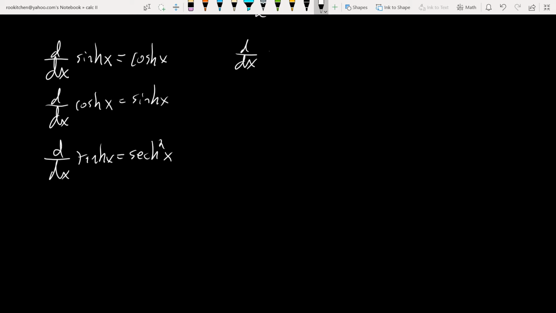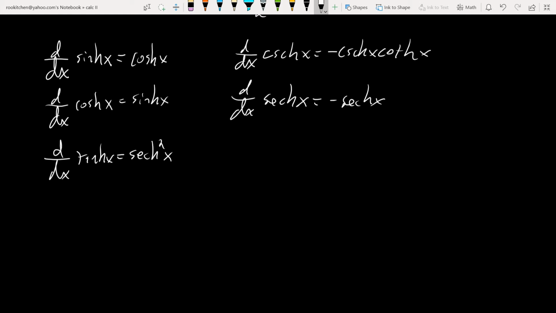Okay, so the derivative with respect to x of hyperbolic cosecant, or csch, is negative hyperbolic cosecant times hyperbolic cotangent of x. The derivative of hyperbolic secant, or sech, is negative hyperbolic secant times hyperbolic tangent. And then finally, the derivative of hyperbolic cotangent, or coth, is negative hyperbolic cosecant squared x.